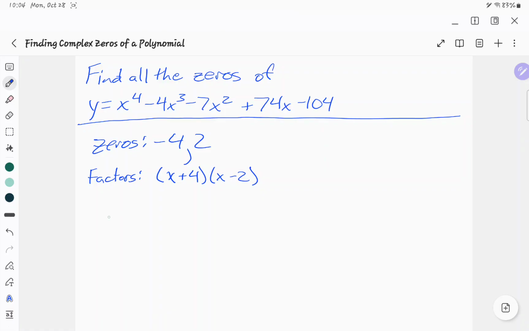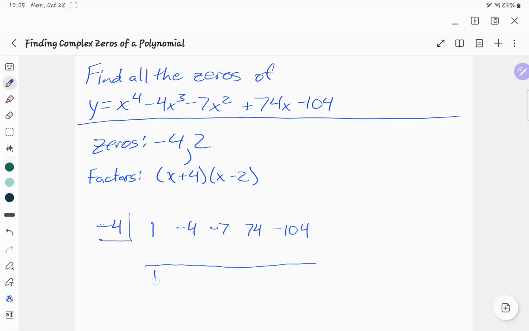So I'm going to do some synthetic division. I'm going to start with the negative 4. You could start with the 2; that would also be fine. And I'm going to write down the coefficients of this polynomial. So we have 1, negative 4, negative 7, 74, and negative 104. This is back when we talked about synthetic division, which I expect you had seen. Maybe it'll be a little rusty, but it should just be a quick refresher here.